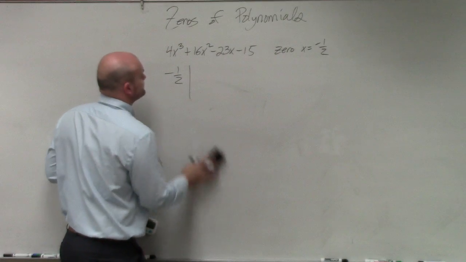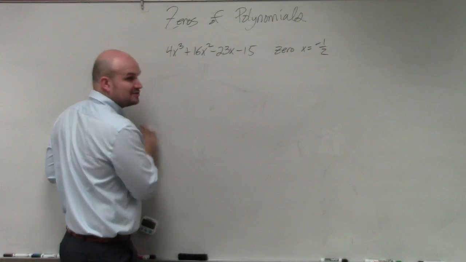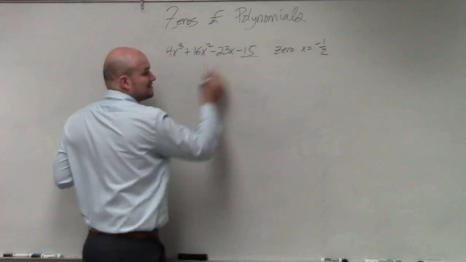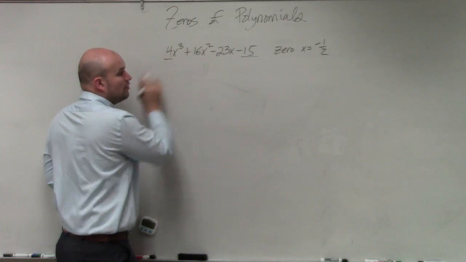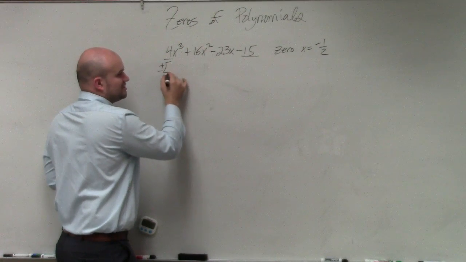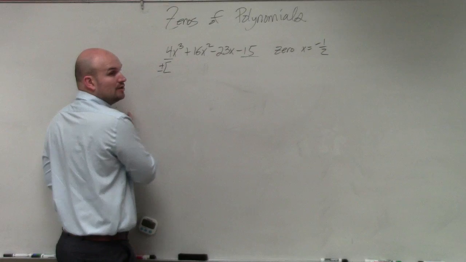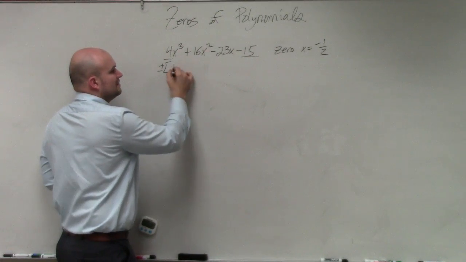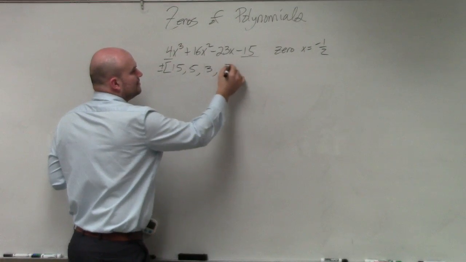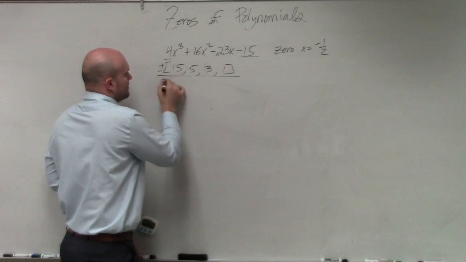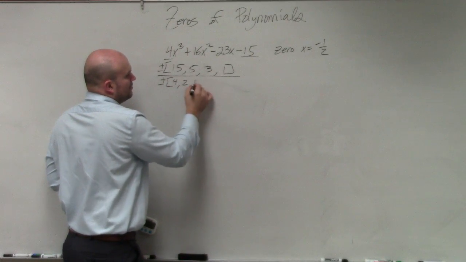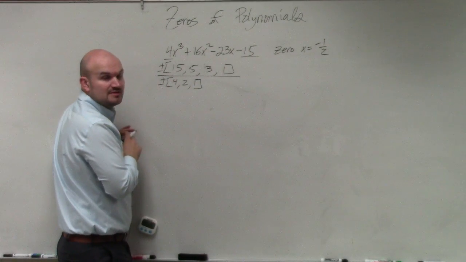Actually, I apologize. Let's do the rational 0 test first. The rational 0 test, again, tells us to find all the factors of our constant over all the factors of our leading coefficient. So we're going to do plus or minus all the factors of 15. So all the numbers that divide evenly into 15: 15, 5, 3, 1, all over plus or minus all the factors of 4: 4, 2, 1. Everybody follows?